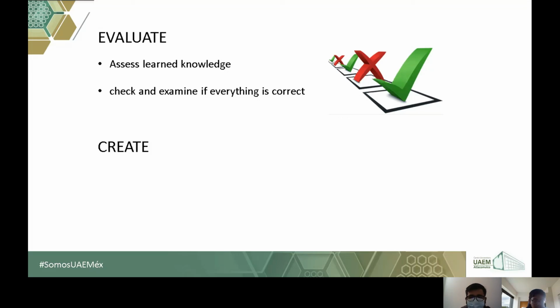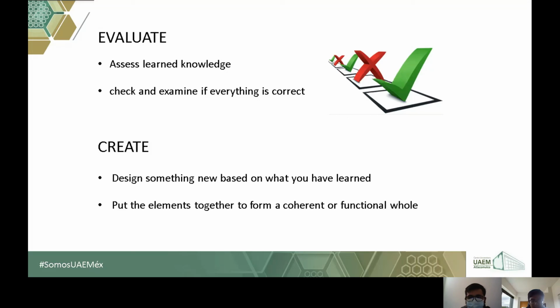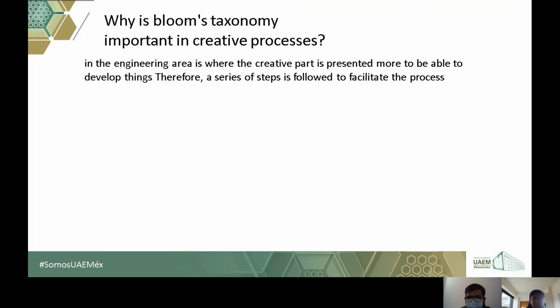Finally, the stage of creation of the project contains the following. The student creates based on what they have learned. Put elements together to form a coherent, functional whole. This consists of putting elements together for a coherent functional whole, where the student makes a category, sometimes names or organizes the components into a structure from a taxonomy.